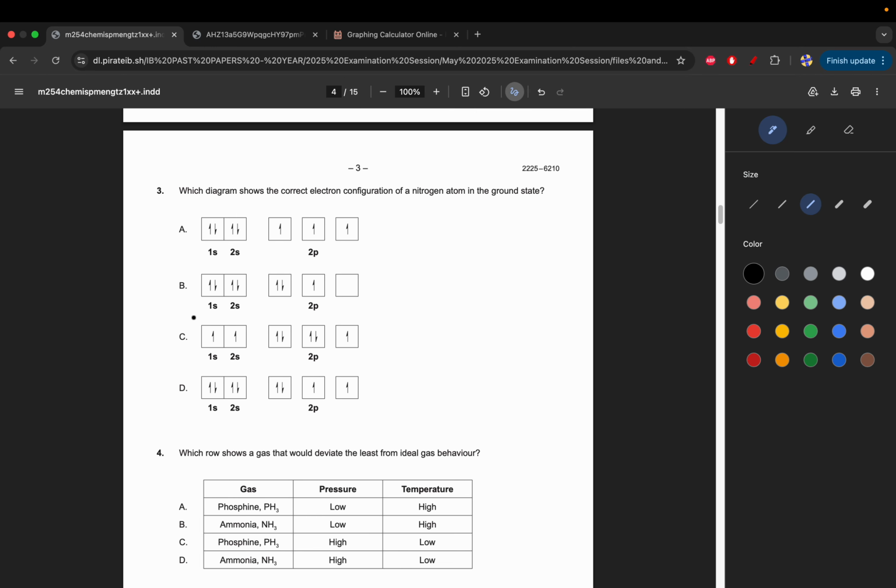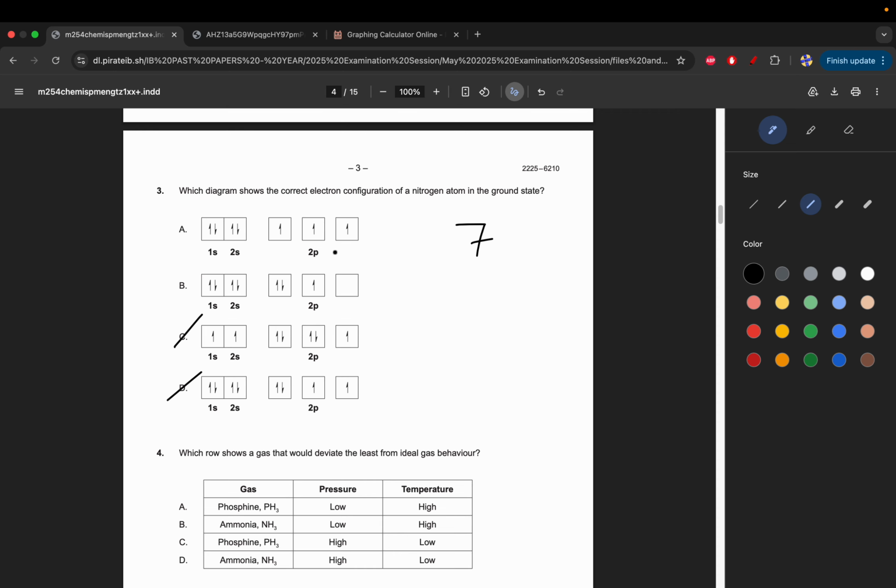Which diagram shows the correct electron configuration of a nitrogen atom in the ground state? Okay, so nitrogen is going to have 7 valence electrons. And so the first thing we have to do is fill in the S block. So C is not filled in, so that can be ruled out. D has too many electrons, that's going to be 8 electrons. That's ruled out.